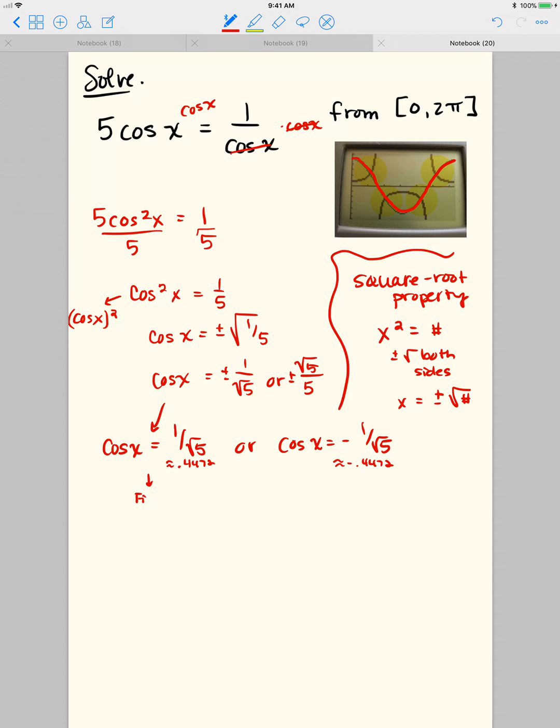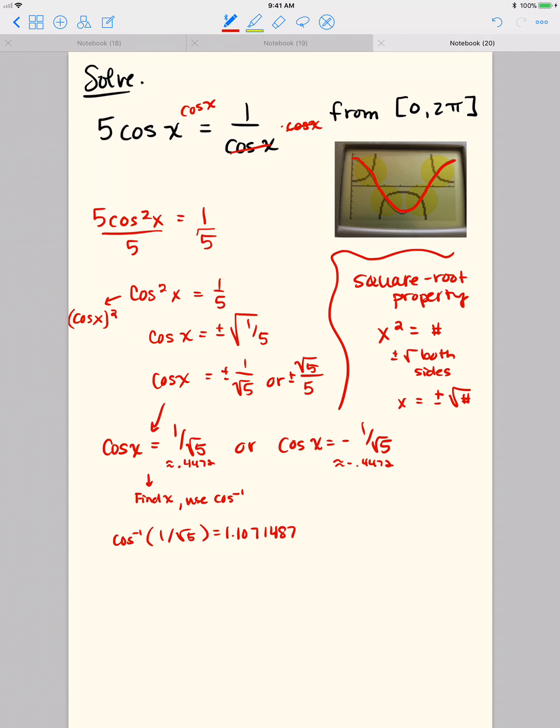So anytime that we needed to find x, and we weren't pulling from the unit circle, we use the inverse functions. So we'll do cosine inverse of 1 over square root of 5, and I'm in radian mode, because I need to go from 0 to 2 pi. My answers need to be in radian, so I'll stay in radian mode. So if I do the cosine inverse of 1 over root 5, I get 1.107 and some change. I wouldn't round too soon, but that's going to be one of the radian answers.